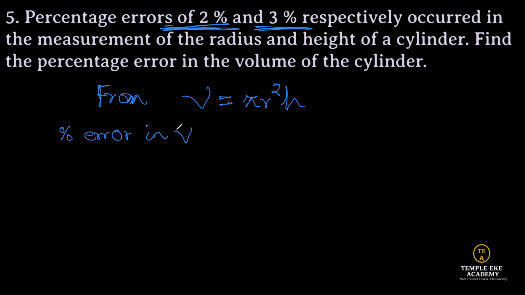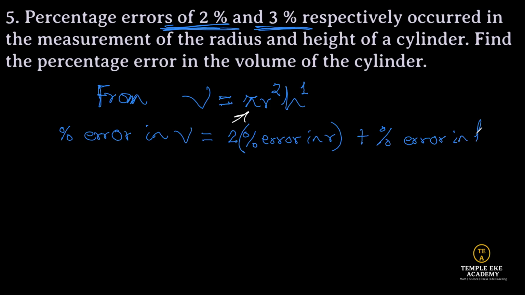in V is equal to, pi being constant, will not be taken into account here. So we have to look at other variables that are relevant. So let's go. 2 multiplied by the percentage error in the radius, added to, and the exponent here is 1, so we can say simply the percentage error in H, the height of the cylinder. These values are given already, so we can finish it off.